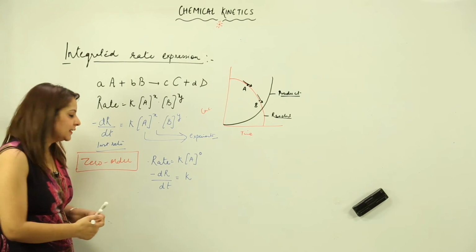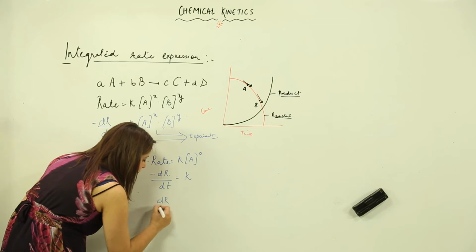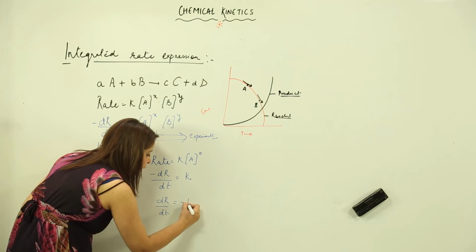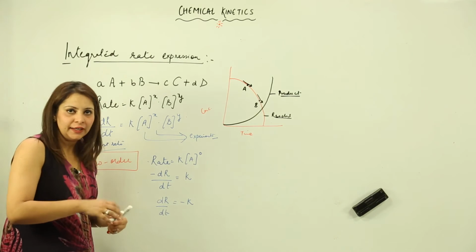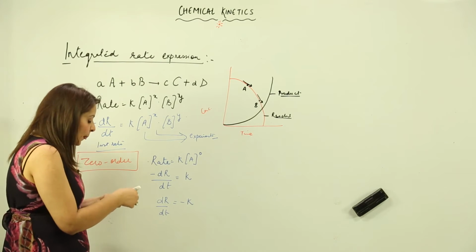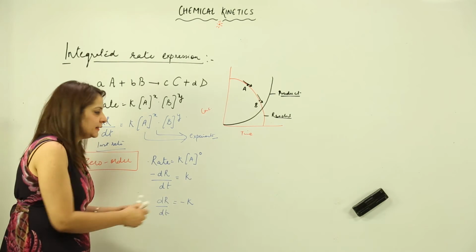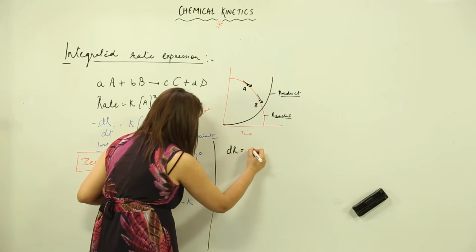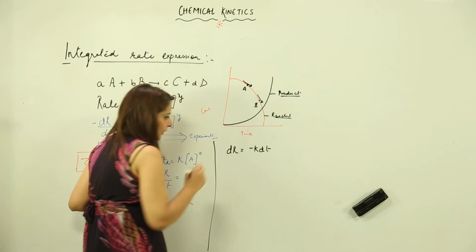I can also write this as d[R] upon dt, that is the change in concentration of R with respect to time, is equal to minus k. We can write either of these, right. So now I am just going to shift this dt to the other side. So it becomes d[R] is equal to minus k dt, right.